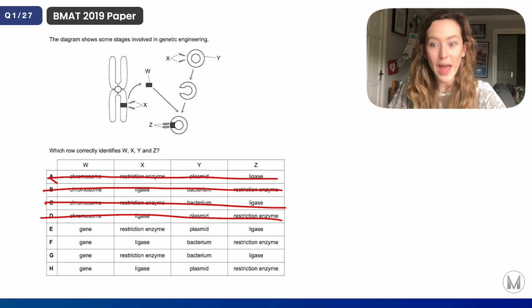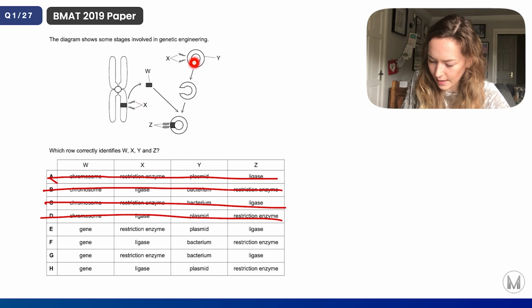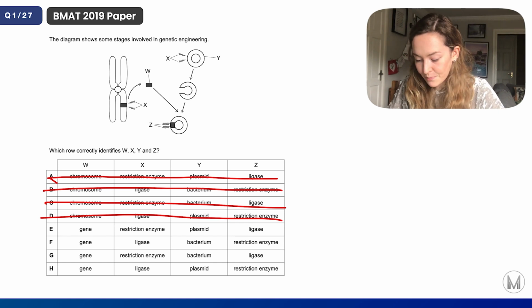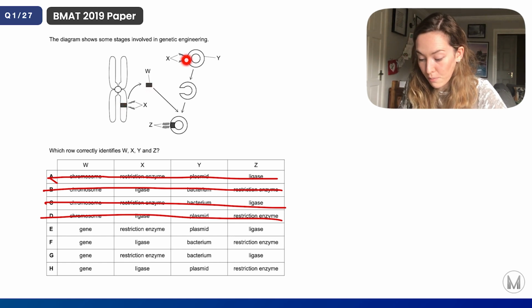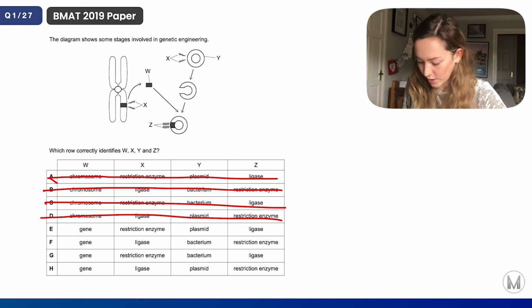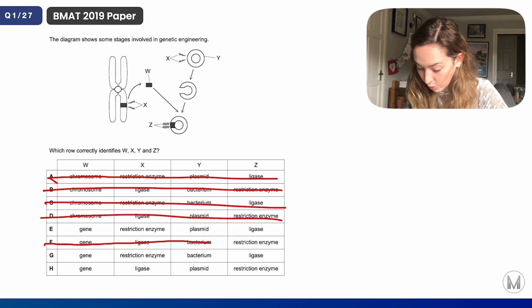Then let's move on to X. X features twice here, and we've got those lightning symbols, and I can see that every time we use X, something is removed, so a section. So it's cutting. So this is going to be a restriction enzyme. It's going to cut between two areas. So I'm going to get rid of options F, because that said ligase, and H.